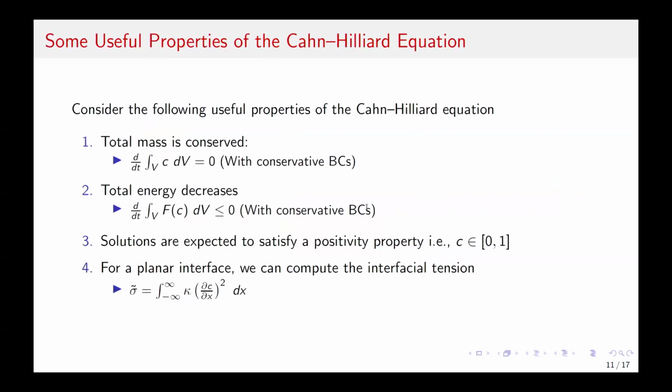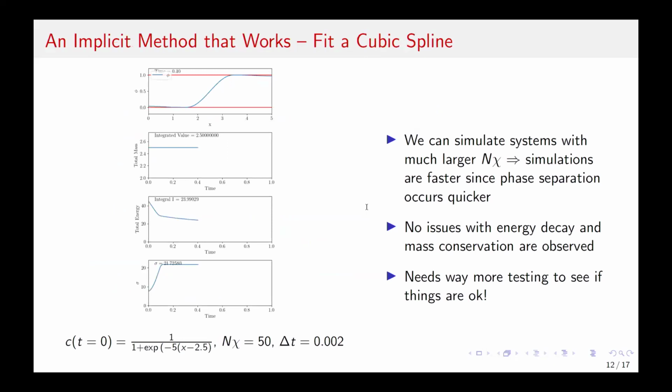With that trick in mind, I want to quickly establish some key tests that can help check if things are working and if the simulation is correct. The first thing is total mass is conserved, and total energy decreases. The composition can't go above or below 0 and 1. And I can also track the interfacial tension to see if that makes sense. The interfacial tension is basically the energy between two phases. And it turns out it actually works pretty well.